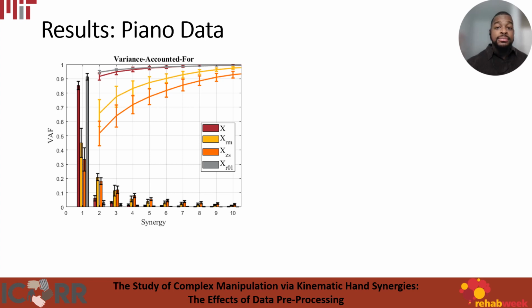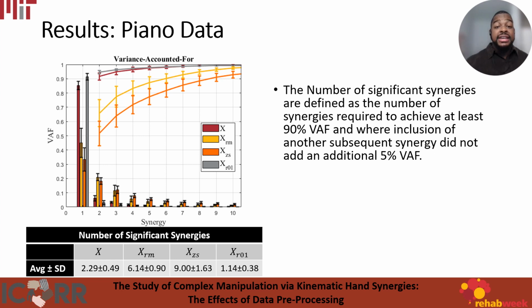Why is this important? Well, in rehabilitation and hand prosthetics, we often ignore synergies that we deem to be insignificant based off the variance accounted for curve. One such definition of significant synergies is the number of synergies required to achieve at least 90% variance accounted for, or until inclusion of another subsequent synergy did not add an additional 5% variance accounted for, which is shown on the table on the bottom left.